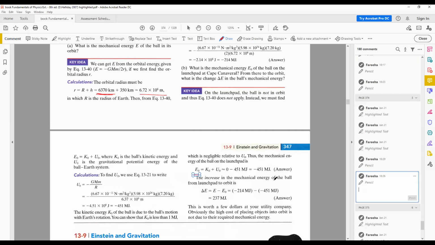So the increase in mechanical energy of the ball will be the difference in these two energies that we have calculated. The first one was minus 214 megajoules. The second one is minus 451 megajoules. And when you find the difference, this is the difference. So the question was about the change, the increase, and this is the increase. Okay.